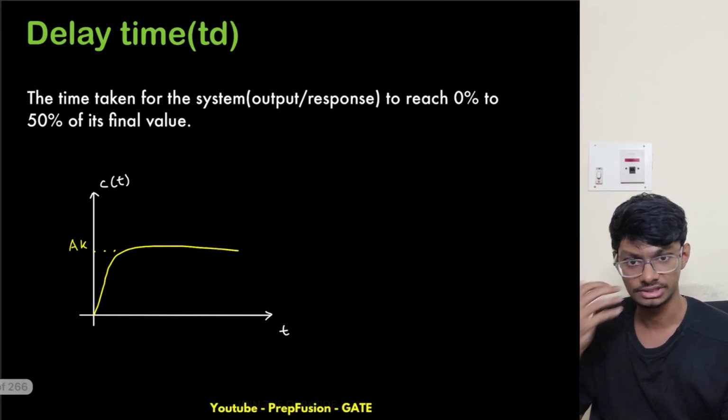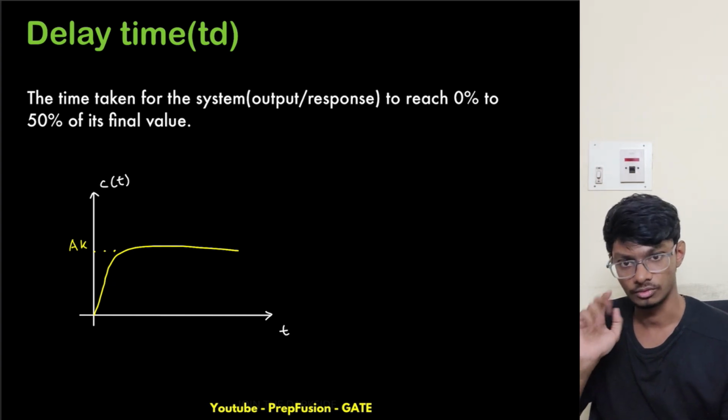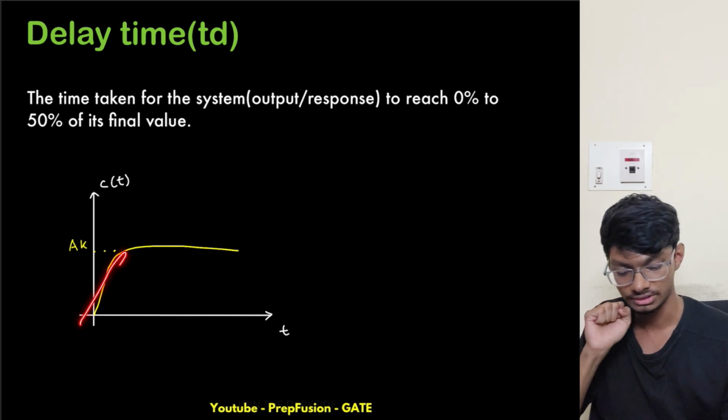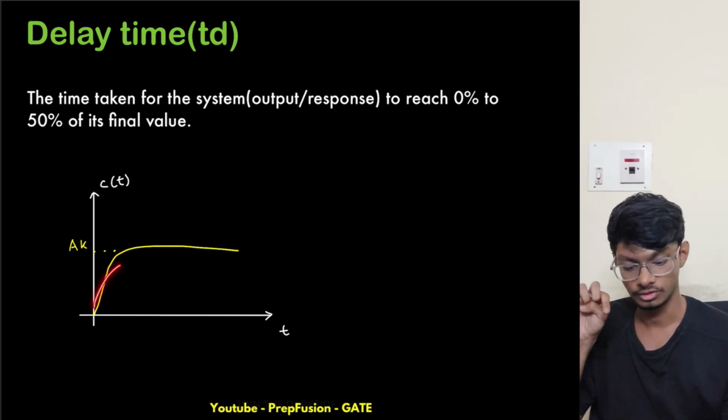Now the next parameter is the delay time. All of these basically measure the dynamic behavior of the system. As you can see, dynamic behavior, so zeros will also affect this behavior.